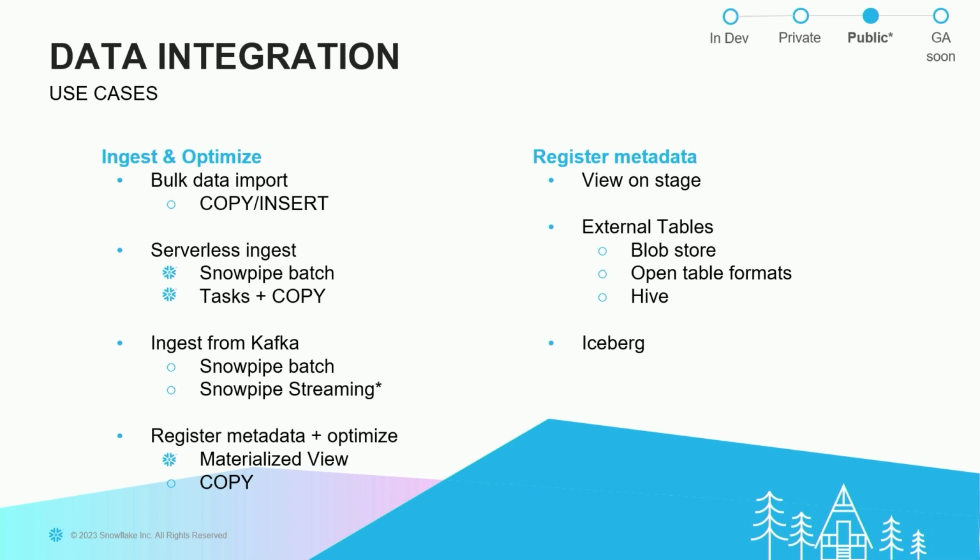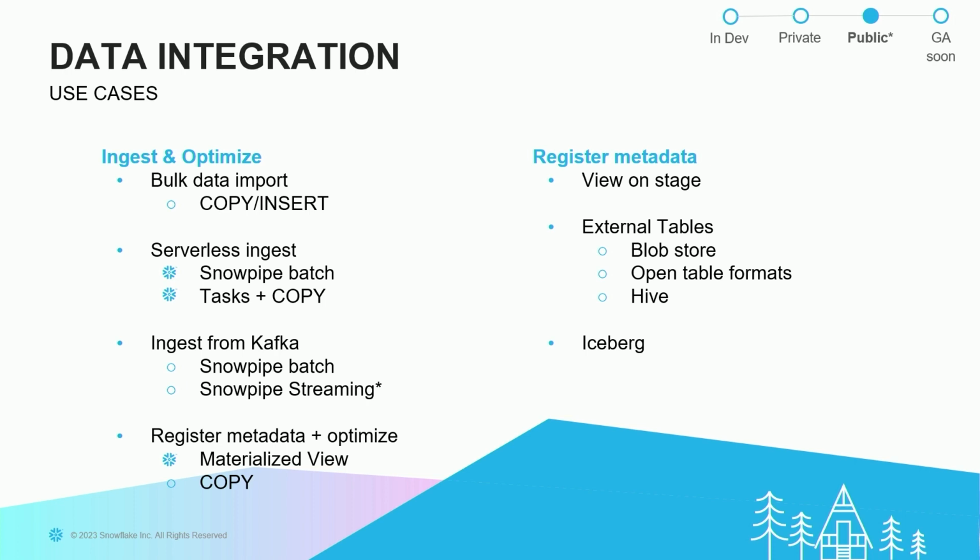And on that front, use case-wise, it's quite hard to beat the level of control and scalability that you can achieve with bulk data import scenarios using the COPY command and INSERT, having ultimate control of how much compute you have. For a little bit less predictable workloads, and again, simplifying your architecture and your orchestration pipeline, you can leverage serverless ingest using Snowpipe batch, maybe a combination of serverless streams and tasks.